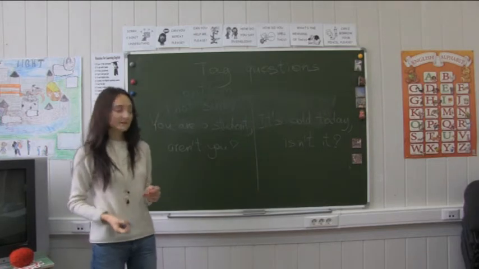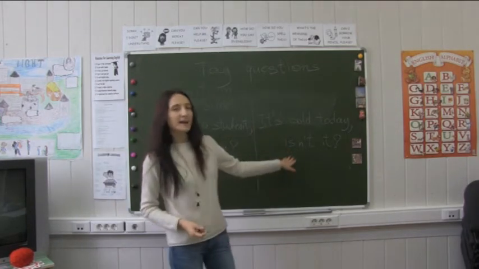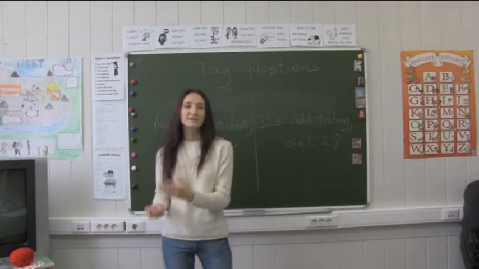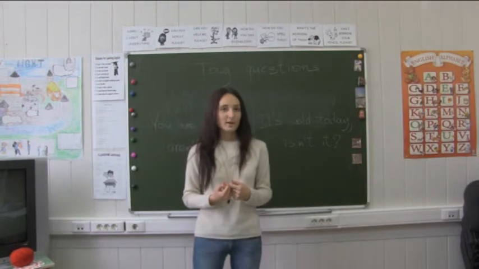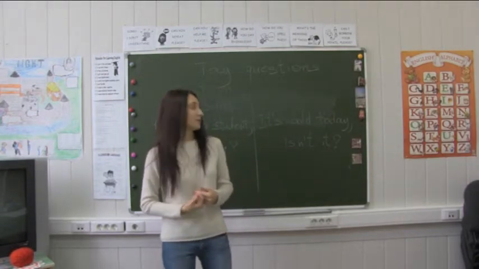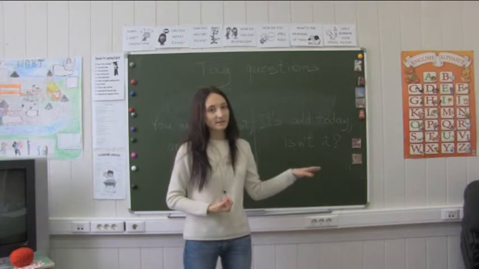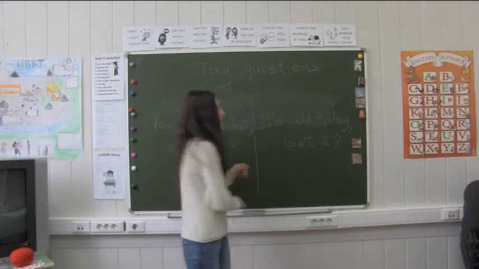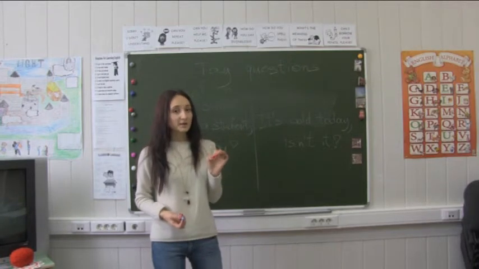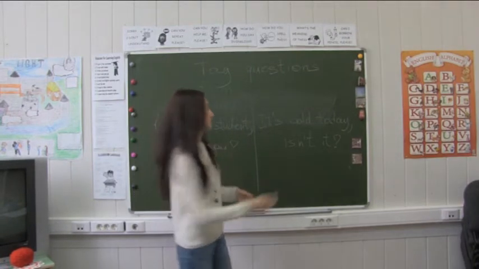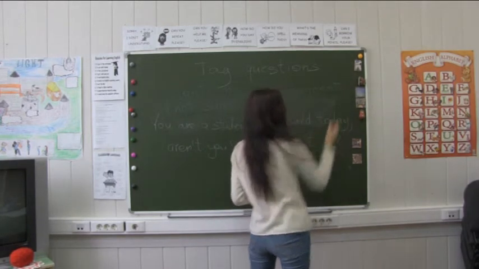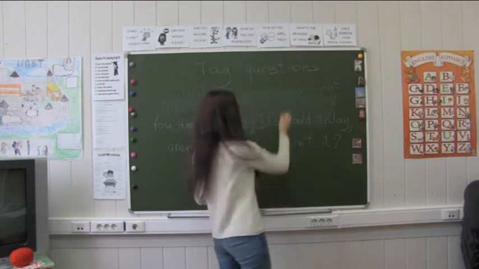And what about the second example? It's cold today, isn't it? So here, I'm quite sure it is cold. Really, I know this. So I want you only to agree with me, to say that I'm right. So that is why I say it's cold today, isn't it? So this type of question you use when you want another person to agree with you and to make a comment about it. So you are sure in what you say.